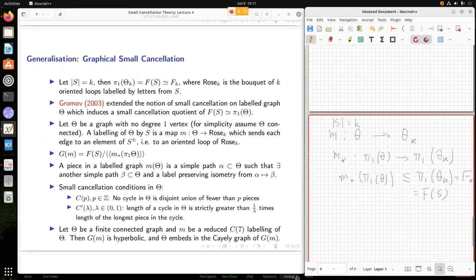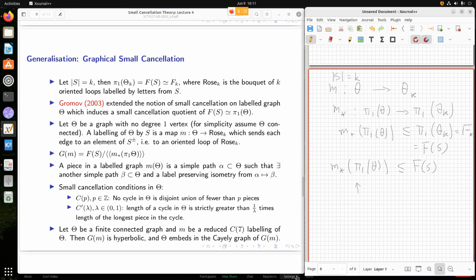S is a set with k levels. So what we are getting essentially is a subgroup pi 1 theta in Fs. So this is now serving us as R. Okay. Now we have to talk about small cancellation in this context. So how do we define small cancellation? We have to first talk about pieces or something similar.